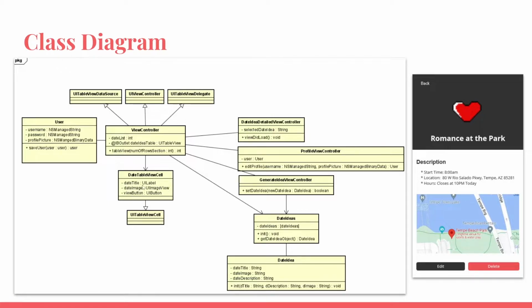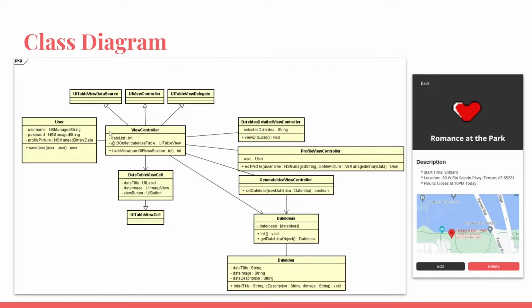The attributes would be a date title, date image, and a view button. Now the date title would obviously be the idea or the date idea name. And then we have the date image, so this would be like a thumbnail for the date. And the view button, so once you click on this view button, we're going to go into the date idea detailed view controller.